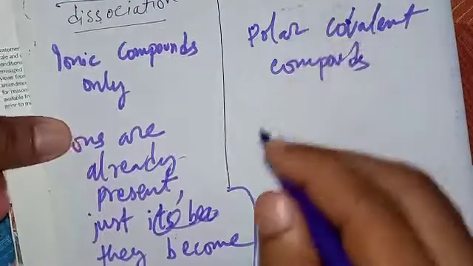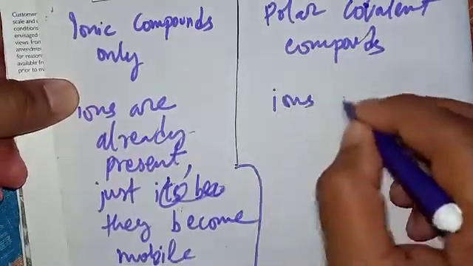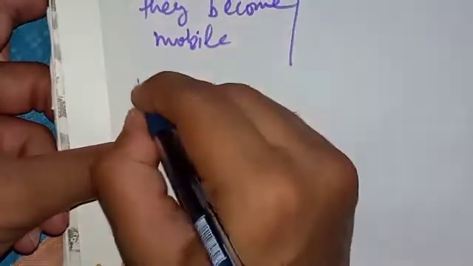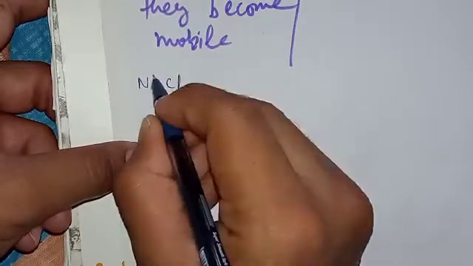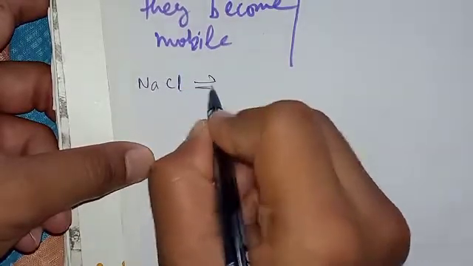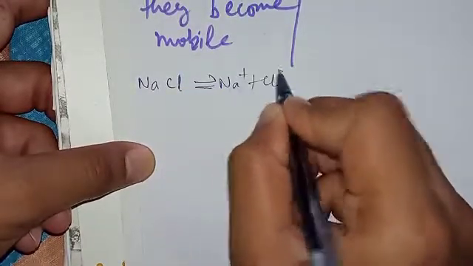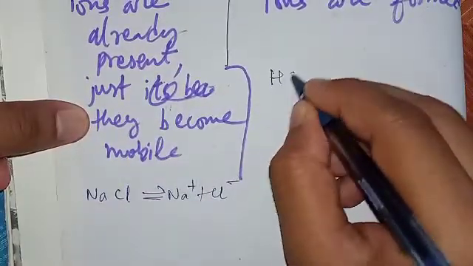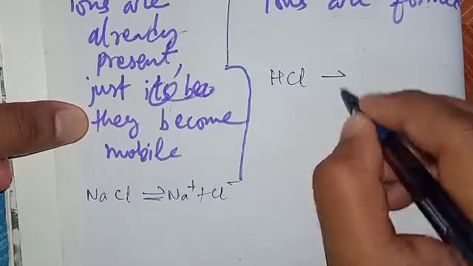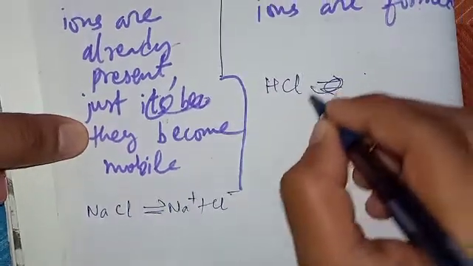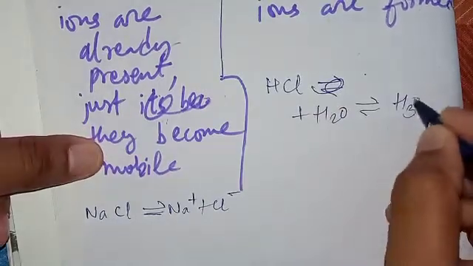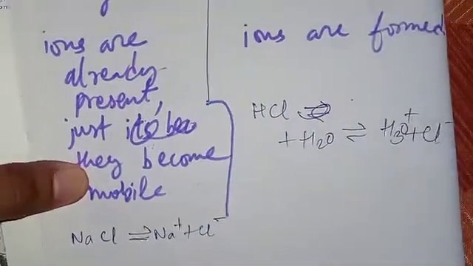But in the case of polar covalent compounds, ions are formed. For example, NaCl is broken into Na plus and Cl minus, and for example HCl, when you add water to it, is broken into H3O plus and Cl minus. Hope you understood.